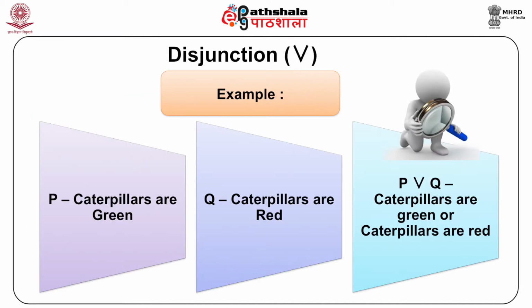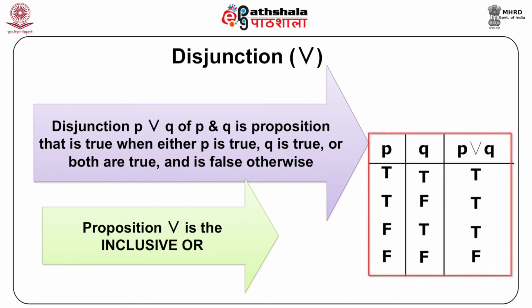Next, we will study disjunction. For example, P stands for caterpillars are green and Q stands for caterpillars are red. Then P disjunction Q stands for caterpillars are green or caterpillars are red. The disjunction of P and Q is the proposition that is true when either P is true, Q is true, or both are true, and is false otherwise. Thus, the disjunction operator is an inclusive OR.